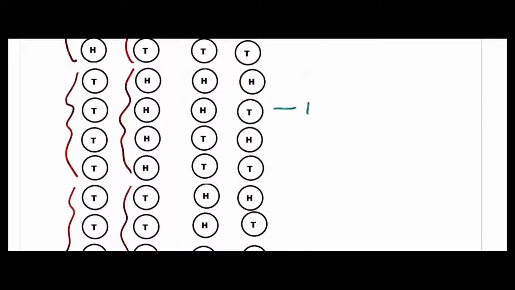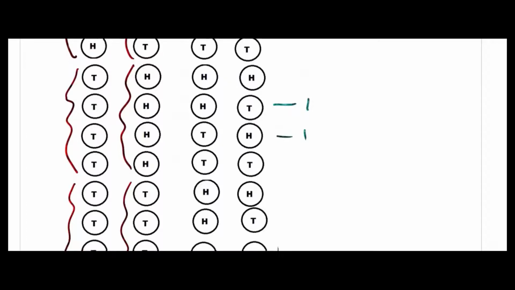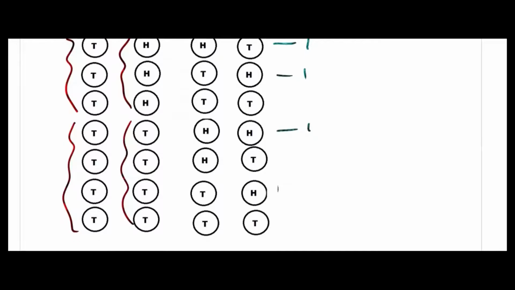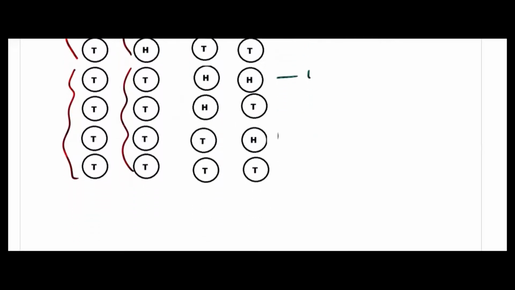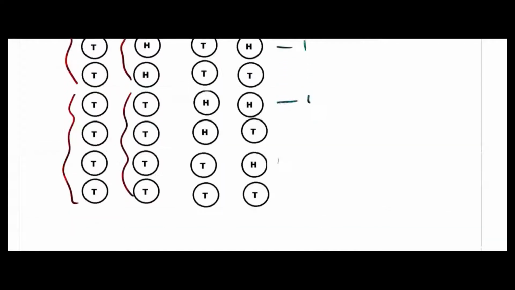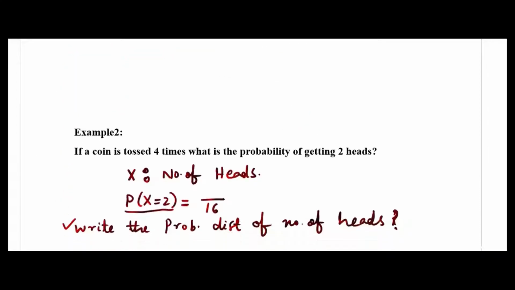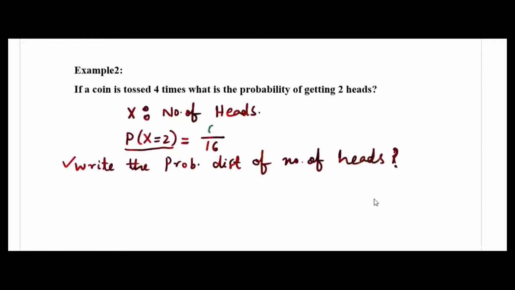This is 1, 4. This is 1, 5, and then this is 1, 6. Okay, 6 out of 16. I am not sure, so you have to check once again. 6 out of 16 is the probability, but it takes a lot of time.